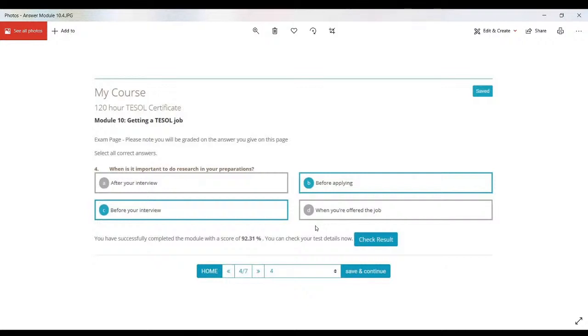Number four, when is it important to do research in your preparations? Okay, of course, before applying and also before your interview. Yung mga sasabihin mo dun sa employer din, no, to impress them that you have done your research. Save and continue.